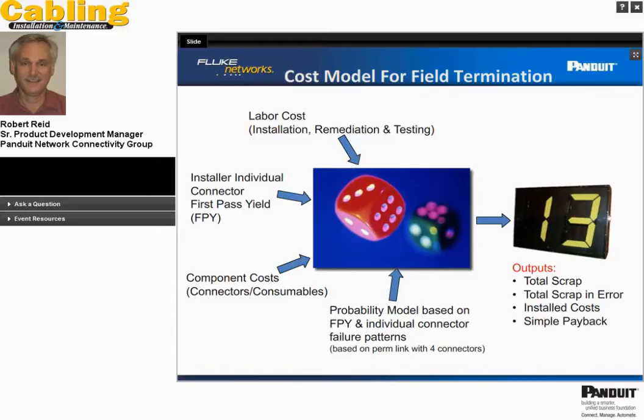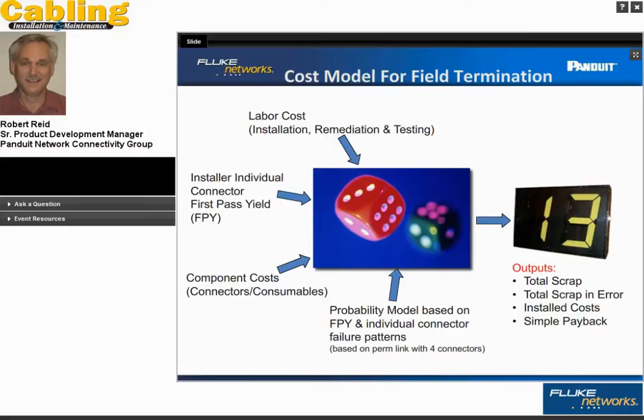It puts out total scrap and total scrap and error. I'm going to talk about that in a minute. But what that means is if I have, let's say, a non-reterminable connector system, like a field polish system, and I cut off the wrong connector to reterminate. So it was really a good connector, but I cut it off. This is an honest mistake that happens all the time, particularly when the first pass yield is low and you're only doing Tier 1 testing because you can't determine where the source of the failure is.